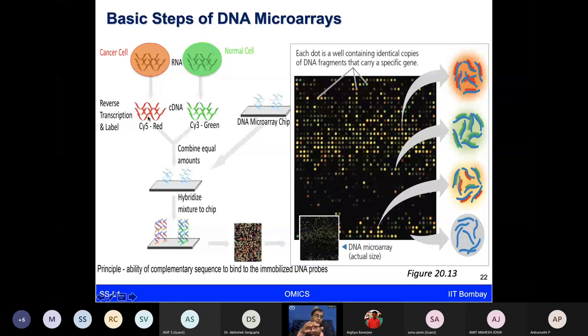If both of them are on the same spot, there is no change, then there is no expression change, or you will have some empty spot which is just going to show you the probe and there is no binding over there.